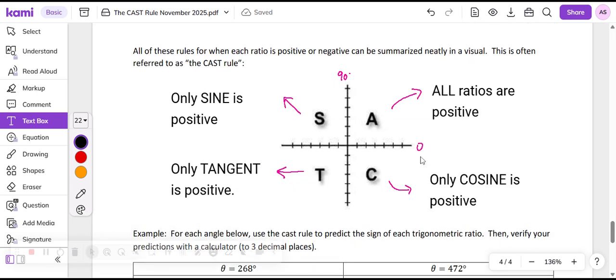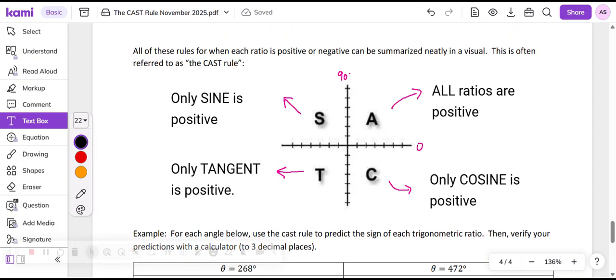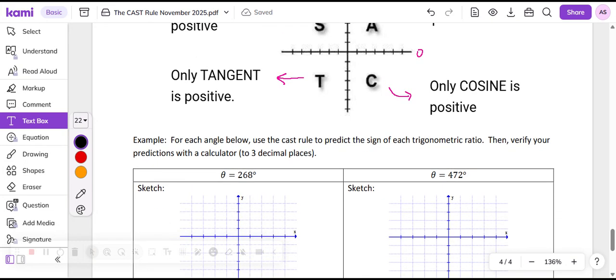Here's a simple exercise. Can you guys think about where is 268? Which quadrant is it in? Predict what the signs of the three ratios would be, just the signs, and then verify that on a calculator. So 268. Where is that located?